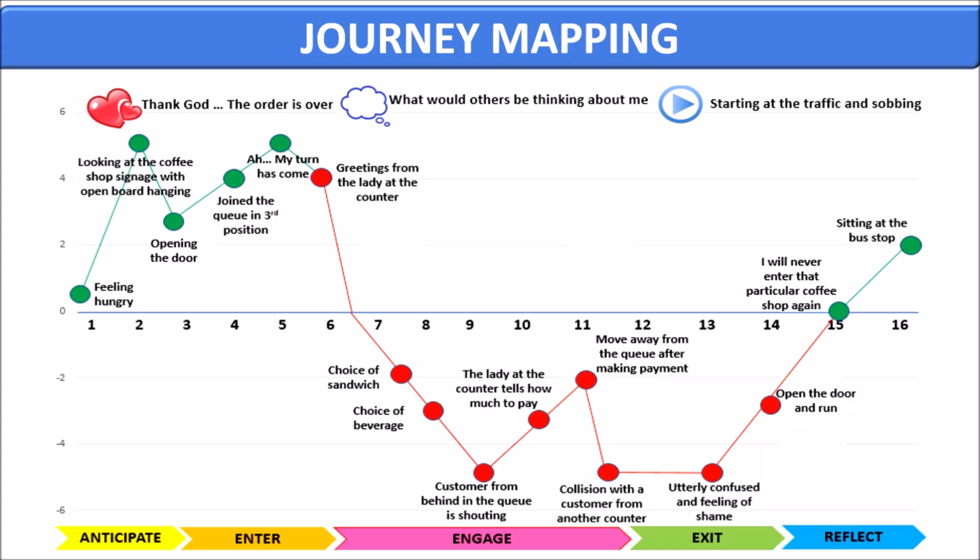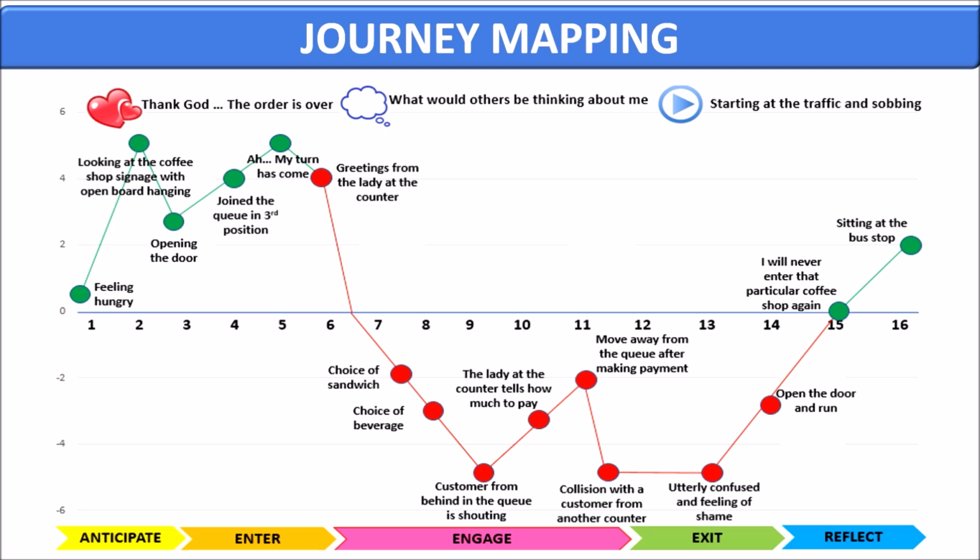So you have seen that particular video, right? So there you look at it in the first stage. On the y-axis the feelings are rated from positive to negative, and the x-axis is categorized into 5 steps: anticipate, enter, engage, exit, and reflect. So now look at the journey mapping of Sridevi in that movie, especially to have a cup of coffee in the coffee shop.